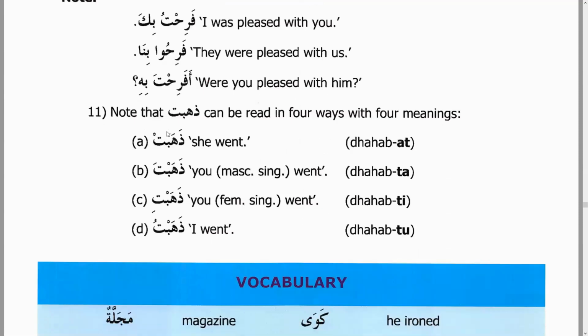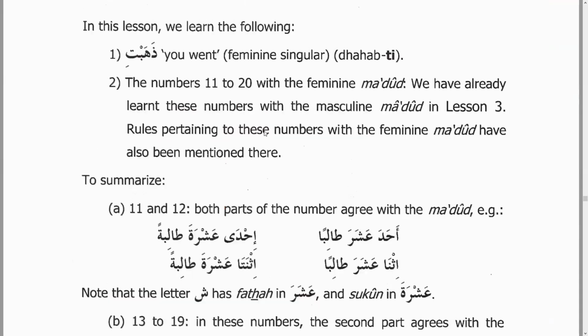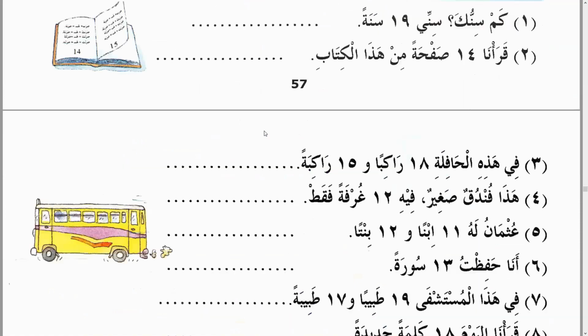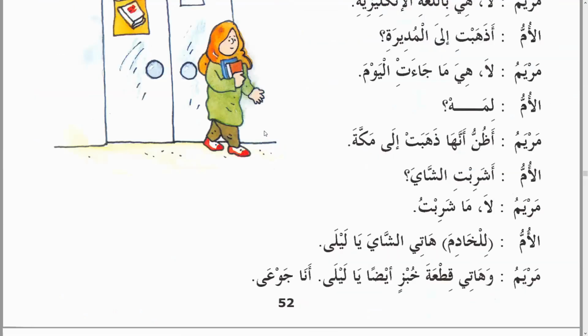Then we're learning that zahabat could be four things. It could be zahabat, zahabta, zahabti, and zahabtu. We have to understand by the context. Inshallah, we'll look into this next week. Lesson number 6 is past tense verbs. We already did a lot of past tense verbs, so it should not be that much of a problem.